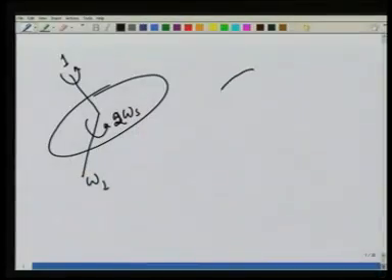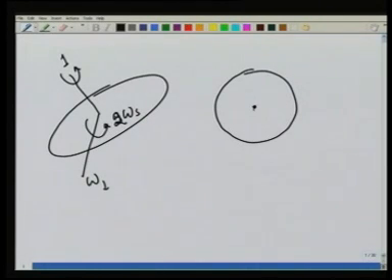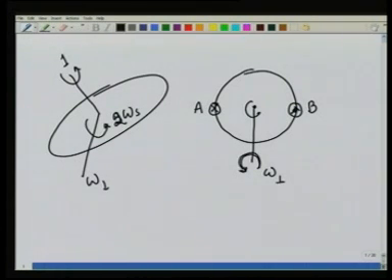Let us look at this disc from the top. This is the spinning axis, and let us say at this time it is rotating about this axis with omega perpendicular, and it is obviously spinning like this. Let us call this point A and this point B. At this time, point A would be going into the plane and point B would be coming out of the plane because of this rotation.